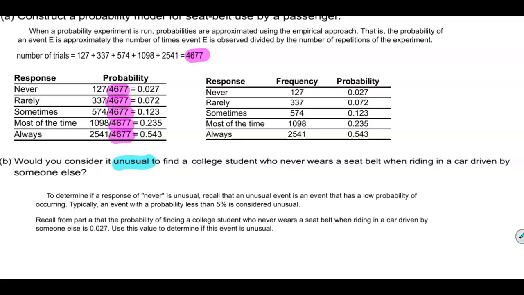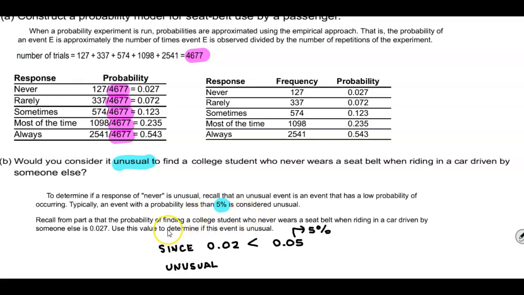So to determine if a response of never is unusual, recall that an unusual event is an event that has a low probability of occurring. Typically, an event with a probability less than 5% is considered unusual. And then recall from part A that the probability of finding a college student who never wears a seatbelt when riding in a car driven by someone else is 0.027. You're going to use this value to determine if this event is unusual.